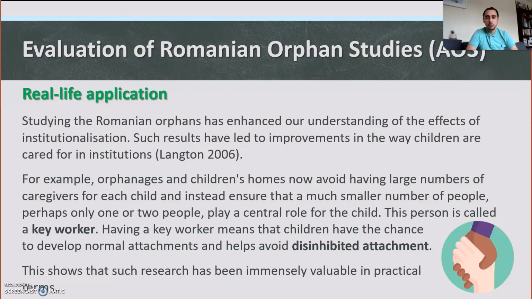This person is called a key worker. Having a key worker means that children have the chance to develop normal attachments and helps avoid a disinhibited attachment. This shows that such research has been immensely valuable in practical terms. This has helped our understanding in orphanages. We understand now that you can't just have 50 people working with you acting as your substitute caregiver, right? Maybe 1 or 2 maximum key workers, right? So you can develop that rapport, so you can build a better foundation and ideally not have these effects of maternal deprivation.